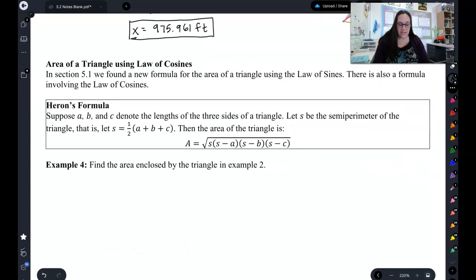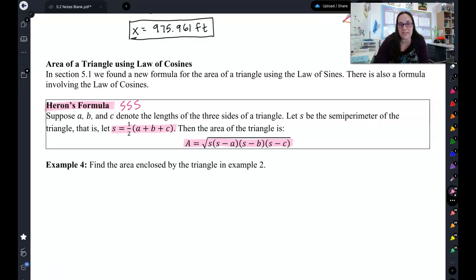Let's end today's lesson with talking about another area formula. This is called Heron's formula. It's very popular on the 1060 final. It is one way to find the area of a triangle when you are given side, side, side. So if you only know the 3 side lengths of a triangle, you can actually find the area of the triangle inside it using this formula right here. You'll notice a lot of S's. S is half of the 3 sides added together.